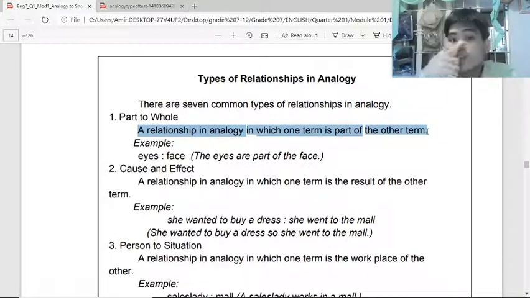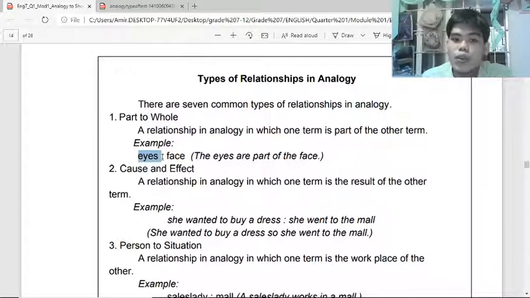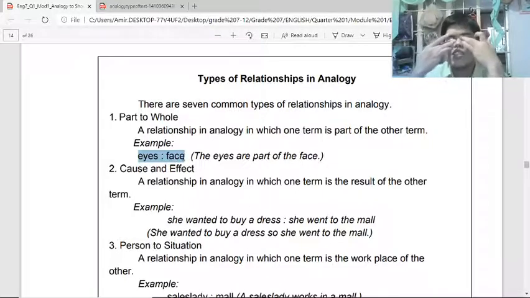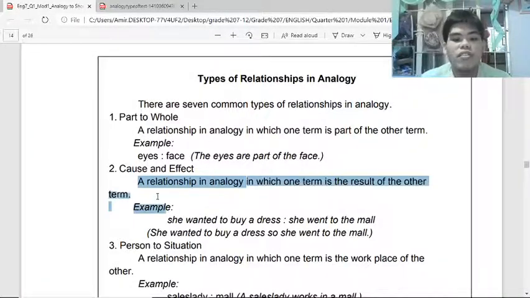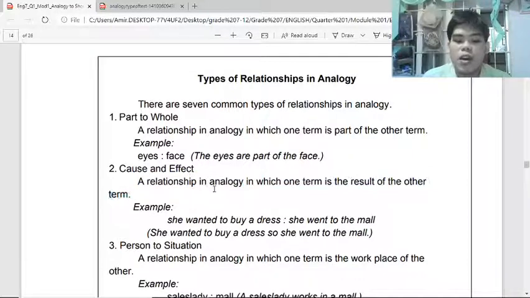If you remember, we have nose is to face. So we have here again, eyes is to face. Our eyes are part of our face. So part to whole. That's the first relationship. Next, cause and effect. A relationship in analogy in which one term is the result of the other term. For example, she wanted to buy a dress, so she went to the mall. What's the cause? She wanted to buy a dress. And the effect, she went to the mall.